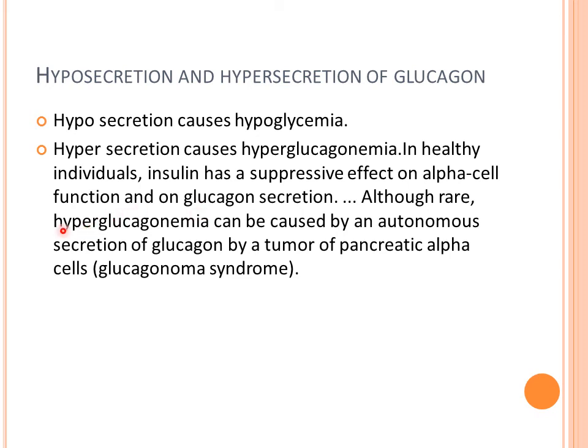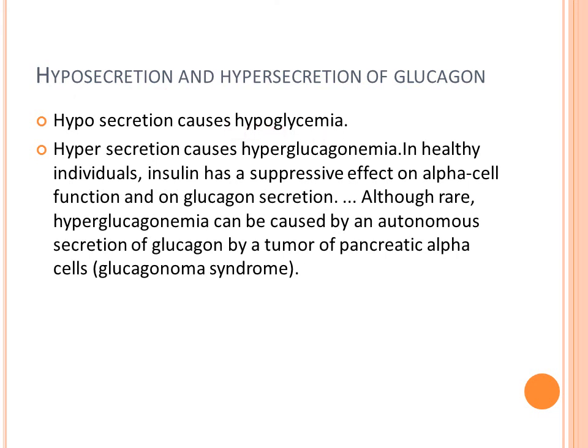Although hyperglucagonemia is rare, it can be caused by several diseases, like a tumor in the pancreatic alpha cells, at times called glucagonoma syndrome. So this is not actually a general disease. Hyperglucagonemia is a rare disease, either due to the presence of a tumor in the pancreatic alpha cells or another disease called glucagonoma syndrome. So you just need to know that hyposecretion causes hypoglycemia.